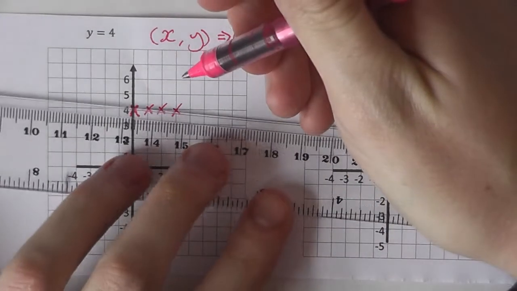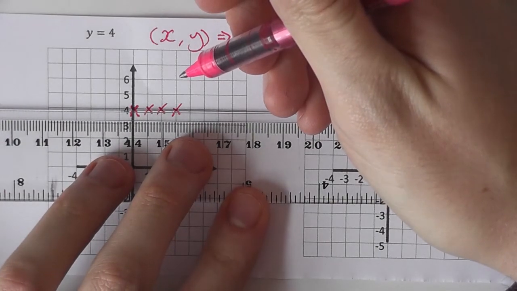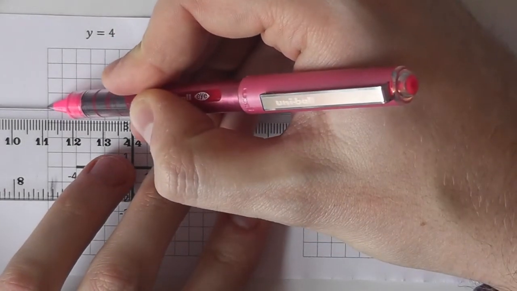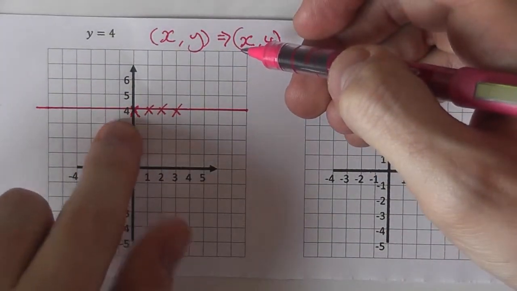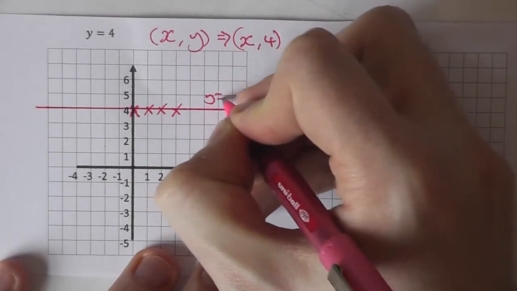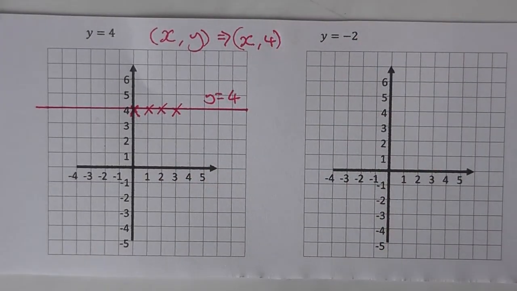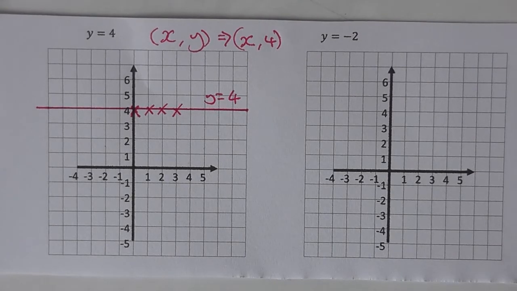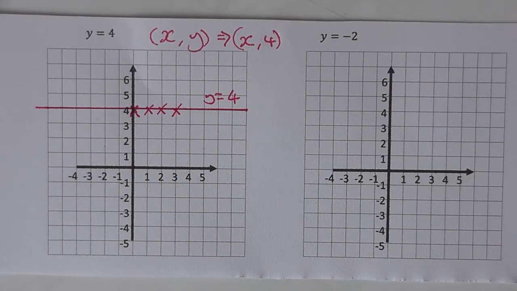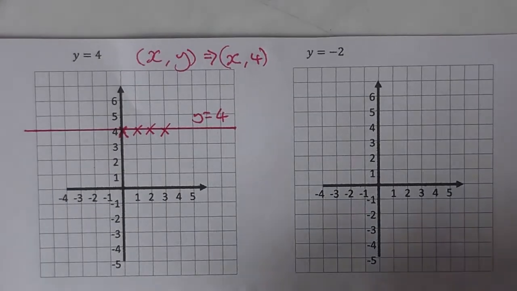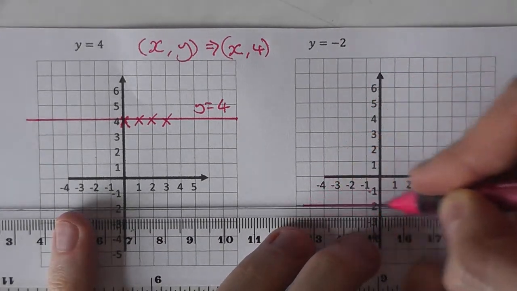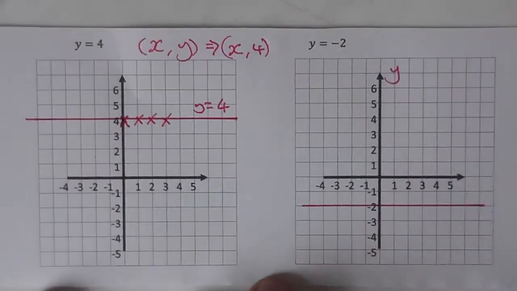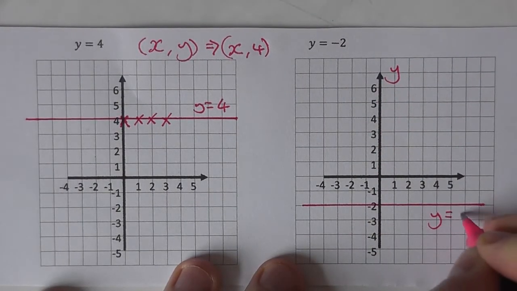We're getting clearly a nice straight line, this time a horizontal line across the grid, crossing at 4 on the y-axis. So y equals 4 crosses the y-axis at 4. For this second one, we can make a prediction of what that will look like. A horizontal line crossing the y-axis at minus 2. So, this. Crossing the y-axis at minus 2.